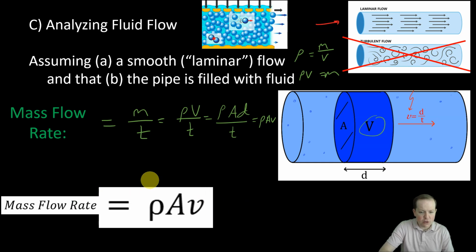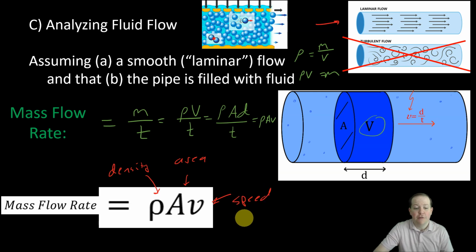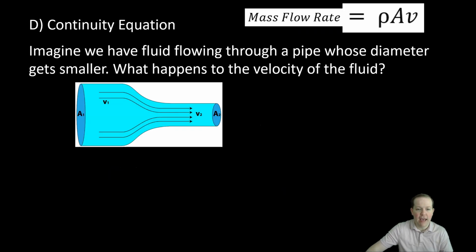So you should write this equation down if you're taking notes. I have density right here. I have the cross-sectional area of, say, the pipe. And this is the speed the water is flowing through the pipe. That's how we figure out the mass flow rate, how much mass is flowing.